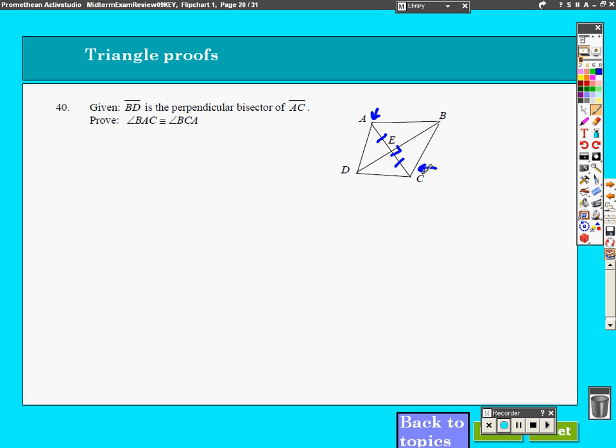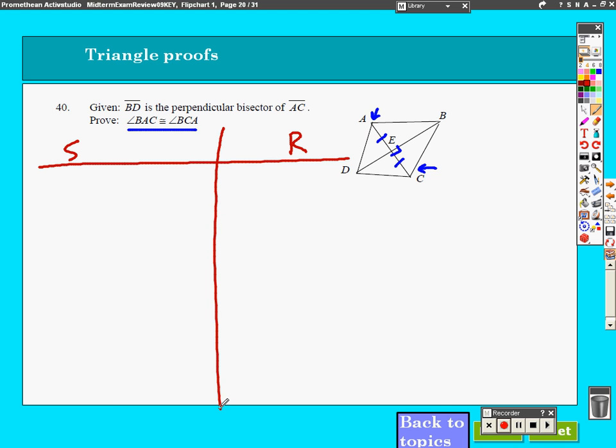All right, whenever you're asked to prove that parts of triangles are congruent, you must first show that the triangles are congruent. So this angle and this angle are parts of triangles BAE and BCE. So I'm going to show that those two triangles are congruent first. We're going to have to write a proof. Here are my statements. Here are my reasons.